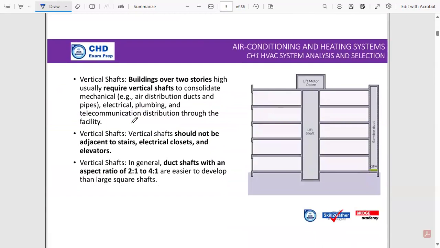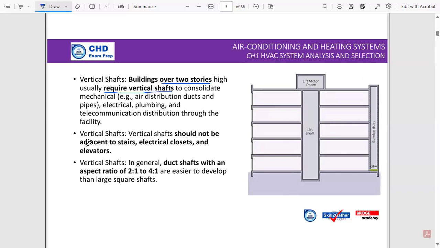Okay, the shaft of the building, the vertical shaft. If the building is over 2 stories or higher, a vertical shaft is required. The vertical shaft is dedicated only to the HVAC system. Through this, you can take your ducts, pipes, and relevant items of the HVAC system. The vertical shaft will run from top to bottom directly.